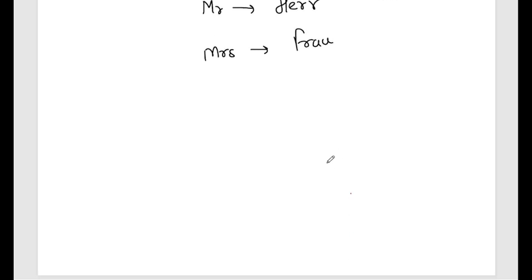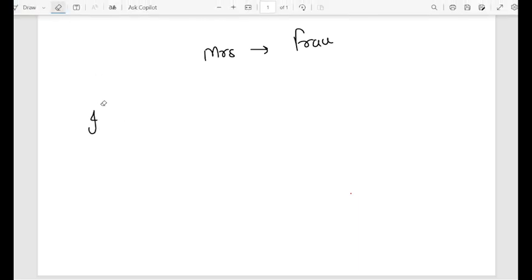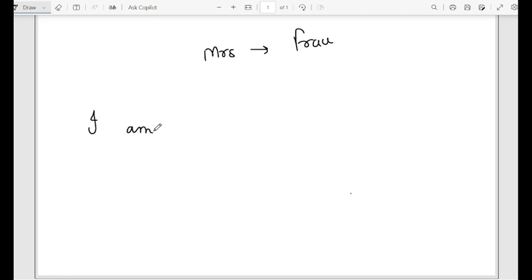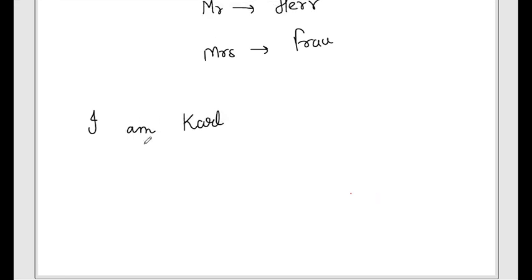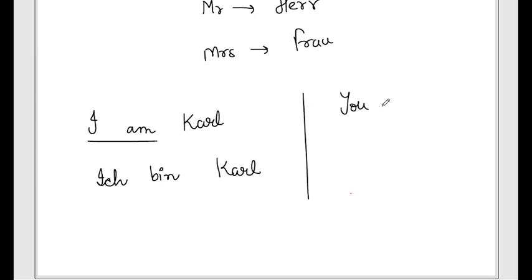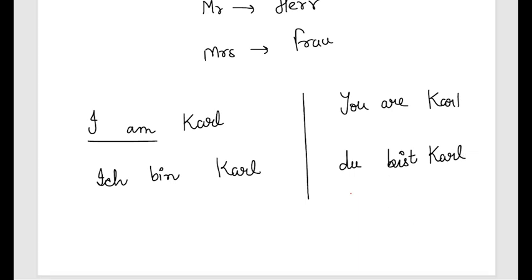So if I want to say I am Karl, for I am we will use Ich bin Karl. You are Karl. So du bist Karl. You are Karl. So du bist Karl.